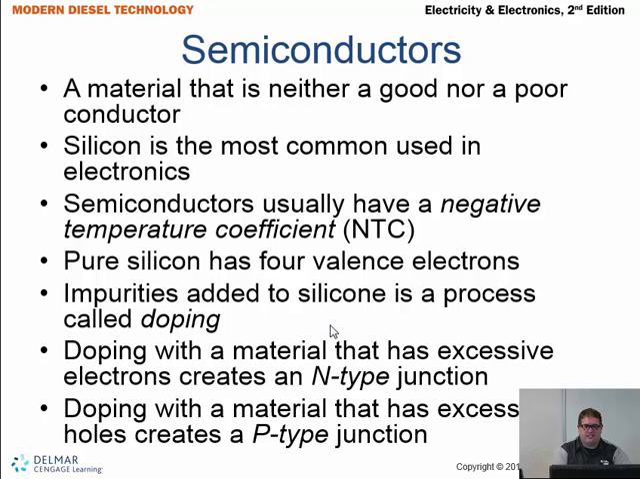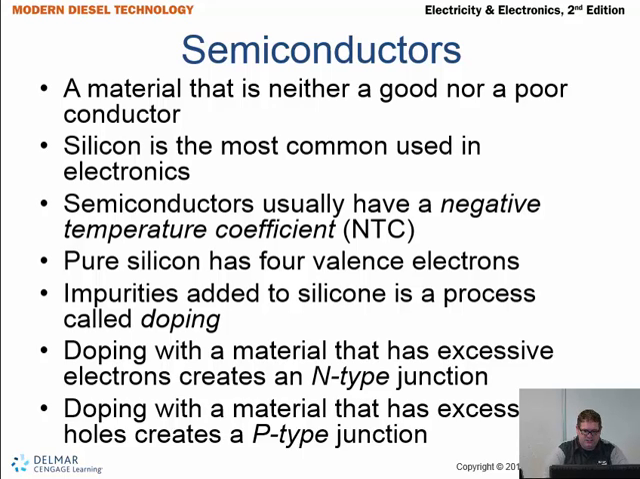All right, semiconductors. A material that is neither a good nor a poor conductor. So it's a semiconductor. Silicon is the most commonly used in electronics. Semiconductors usually have a negative temperature coefficient. Pure silicon has 4 valence electrons. Adding impurities to silicon is a process called doping.